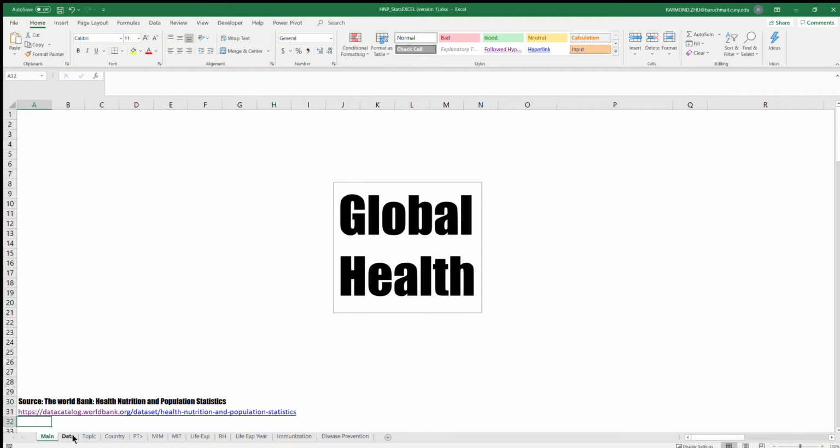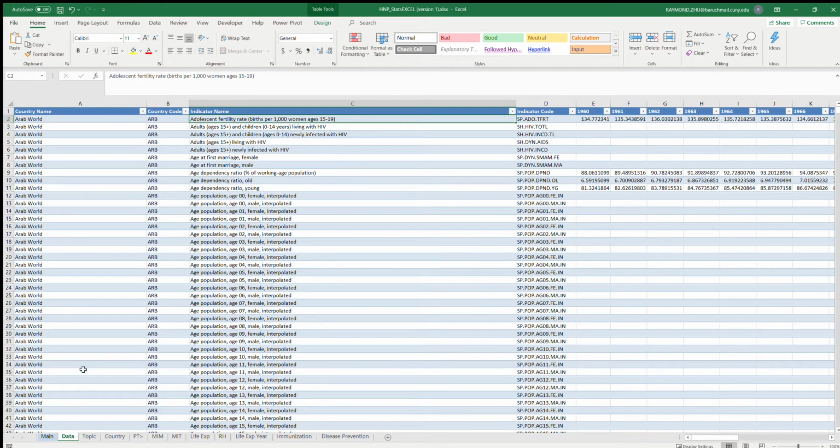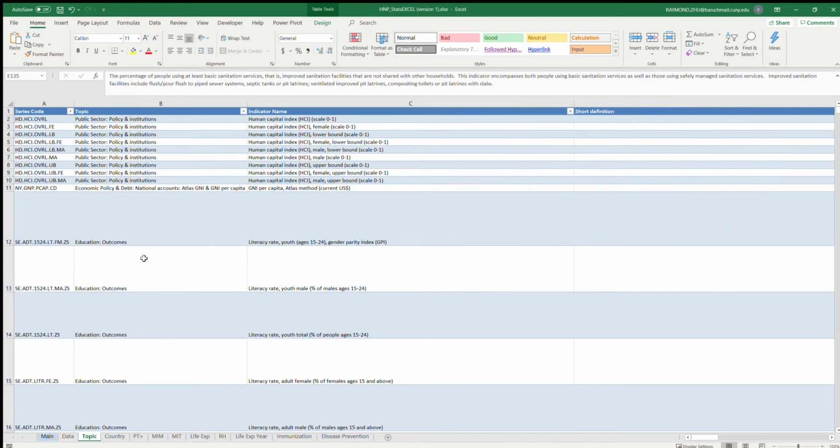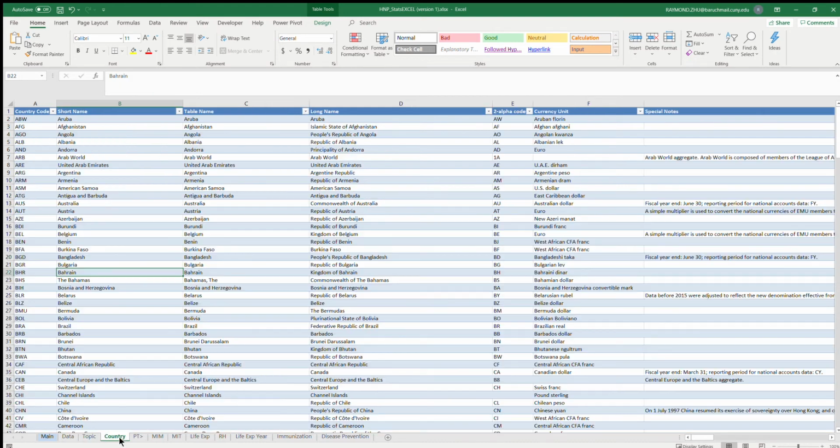So just take a look at the data. In my data set, it has columns like the country name, country code, indicator name, indicator code, and years ranging from 1960 to 2019. And it also includes a tab called topic, which includes a list of topics that I can choose from to analyze. And it also comes with a country tab where it provides the basic information for various regions, various areas, and countries.